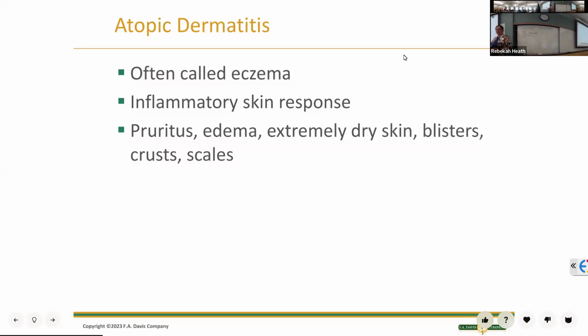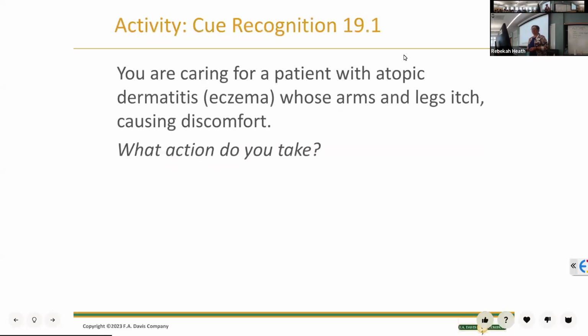So with eczema, pruritus, what is pruritus? Or pruritus, right? The itching, right? You're really itchy. They can get swollen, really dry skin. They can have blisters, crusty, scaly skin. Sometimes it's kind of patchy. It just depends on where it's at. And again, the extent of it is how bad this person's reaction is.